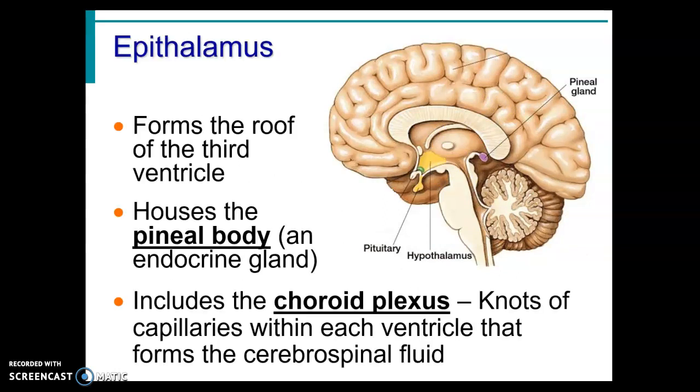In the epithalamus, I mentioned this a minute ago, you have the pineal gland. The pineal gland is part of your endocrine system, and it secretes what's called melatonin, and that is a big part of your wakefulness. So this makes you fall asleep when you go to bed. When you go to bed and you put your head on your pillow, you close your eyes, your pineal gland starts secreting that melatonin so that you fall asleep.